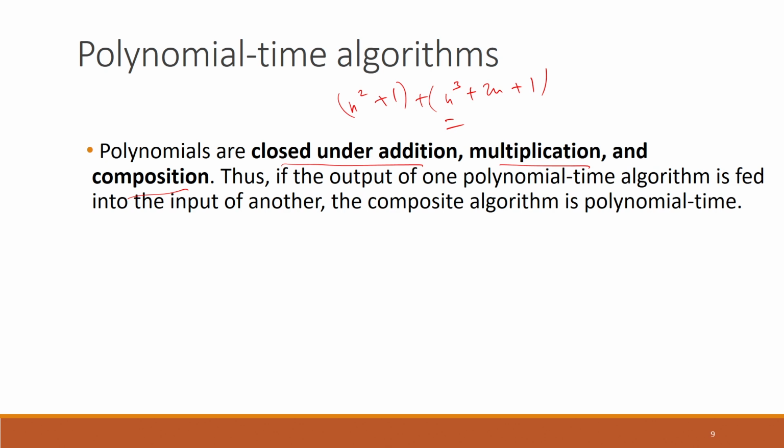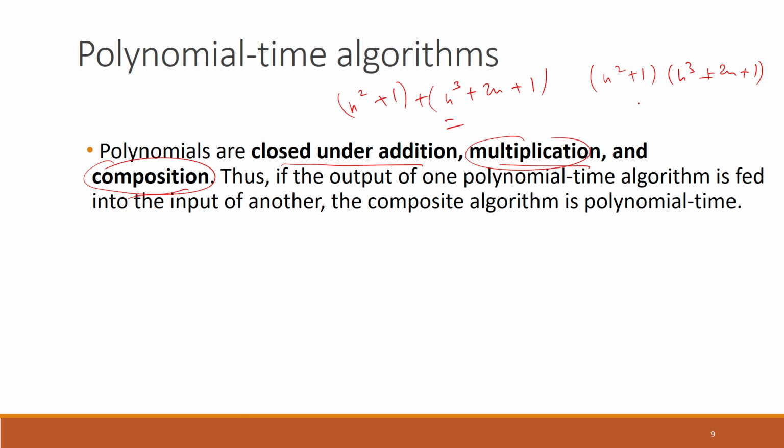Okay. Similarly, if you do multiplication of two polynomials, it will still be a polynomial. For example, now suppose you multiply n square plus 1 by this n cube plus 2n plus 1, this will give you another polynomial. So, the addition of two polynomials gives a polynomial, the multiplication of two polynomials gives a polynomial. Similarly, this is also very important, composition also results in polynomial functions.